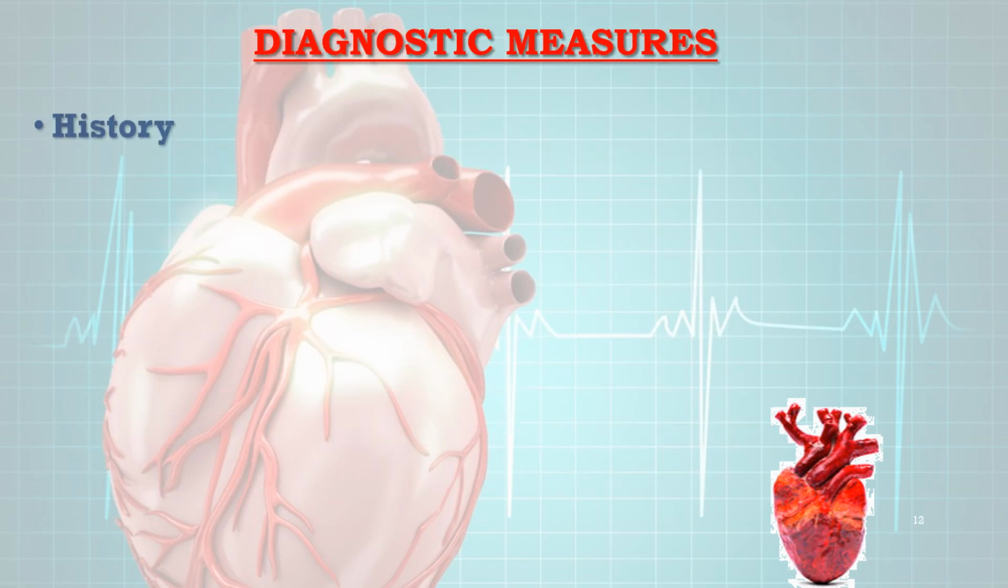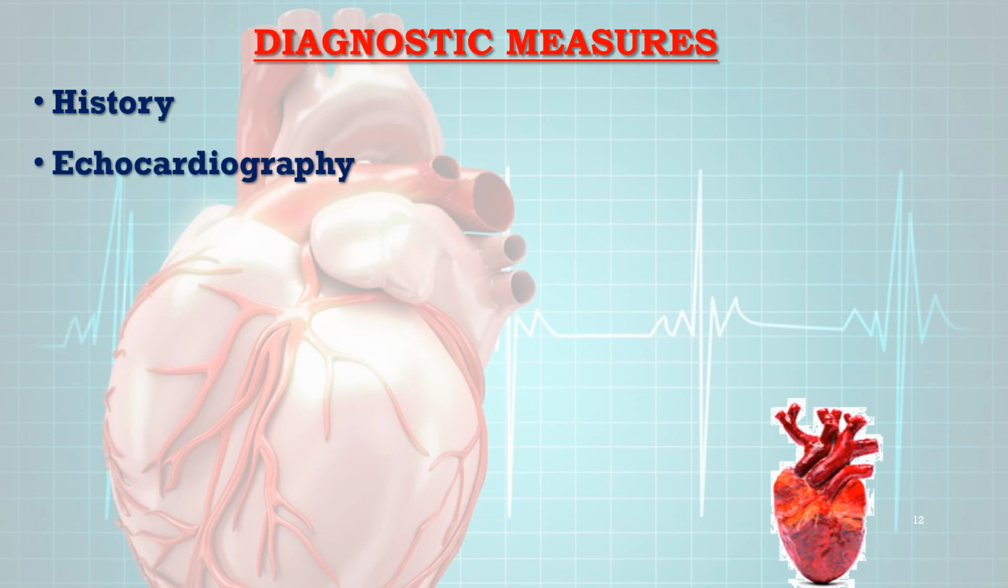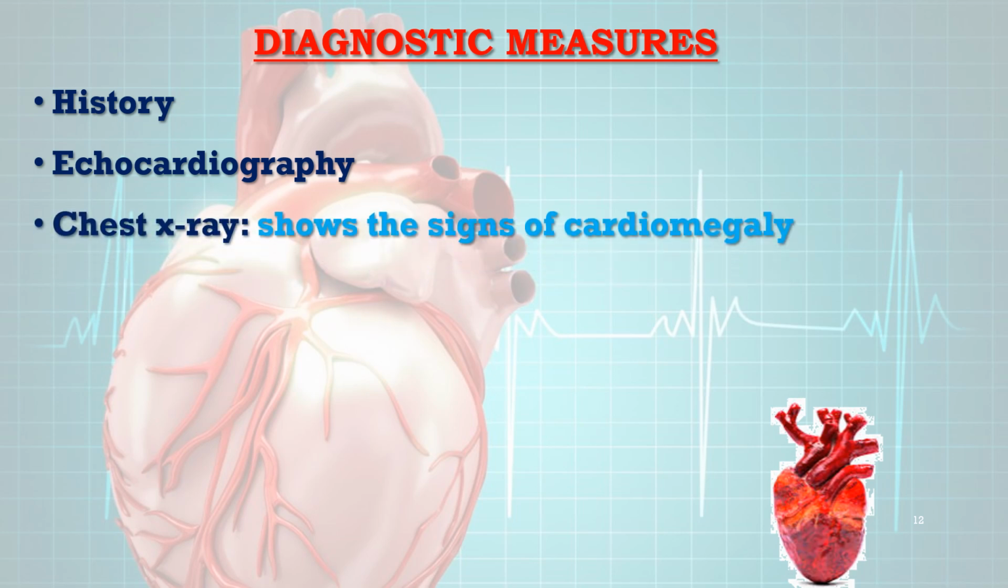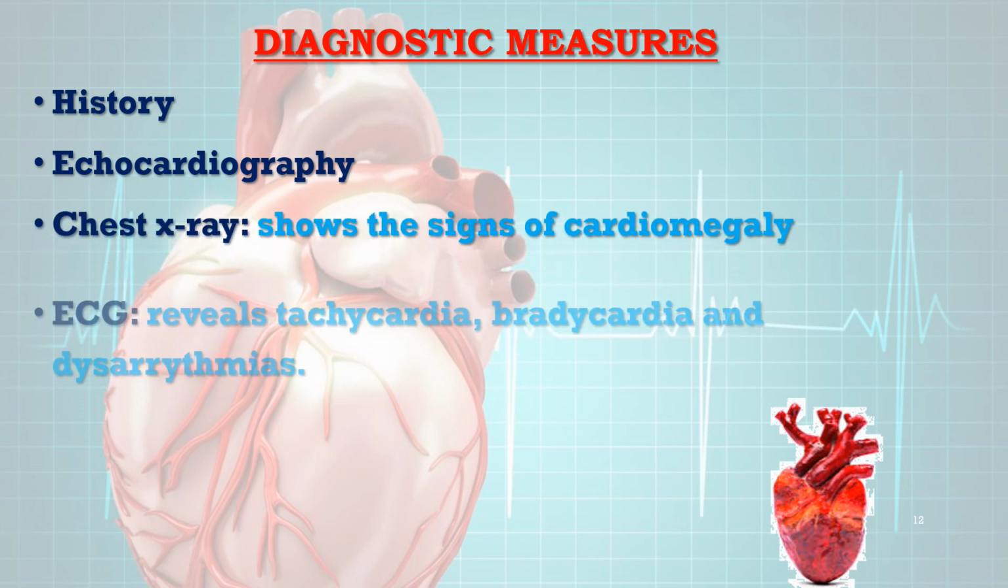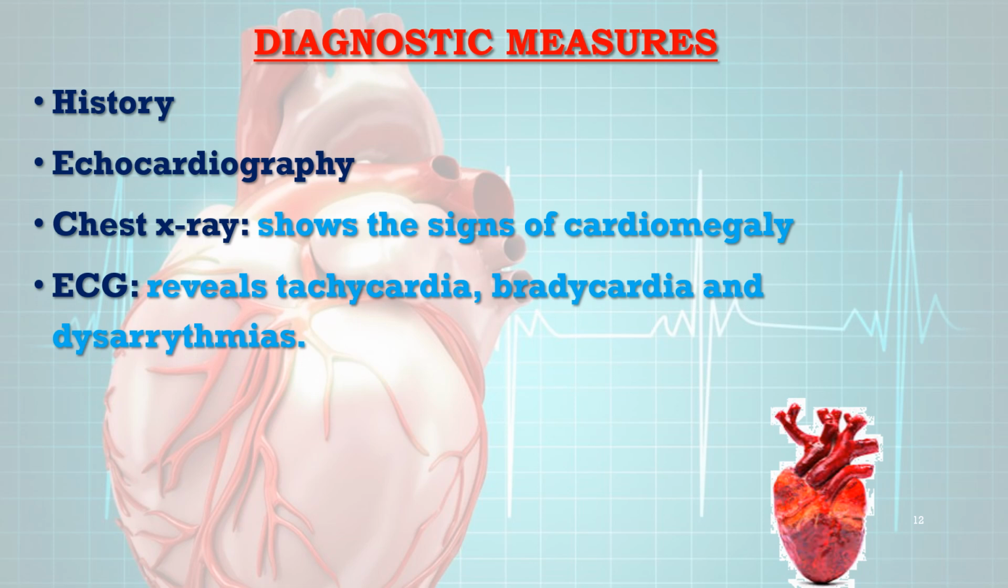Then the diagnostic measures are, as for all conditions, the history and physical examination is the first and foremost diagnostic investigation. That is, if you collect a proper history and do a perfect assessment, 90% of disease can be revealed through the basic history and assessment. Then advanced diagnostic measures like echocardiography, then chest X-ray. Chest X-ray shows the sign of cardiomegaly, that is increased size of the heart, especially increased size of the left ventricle. Then ECG. ECG shows tachycardia, bradycardia, and dysrhythmias.